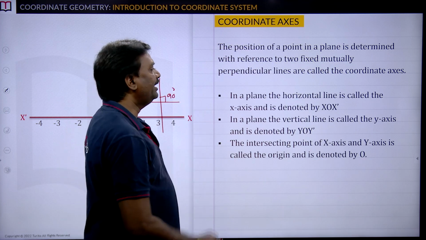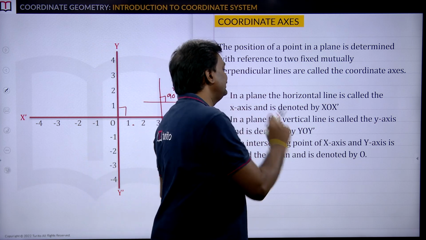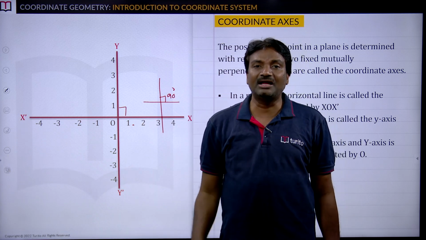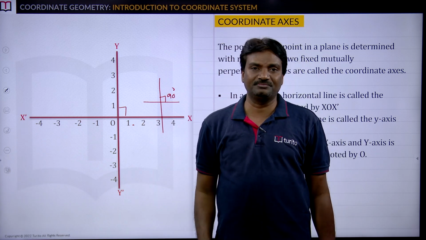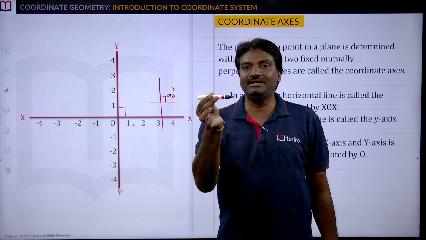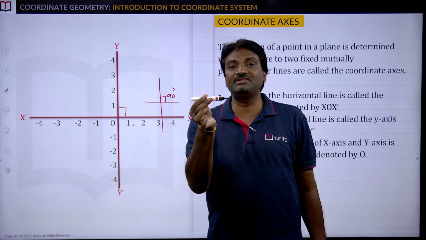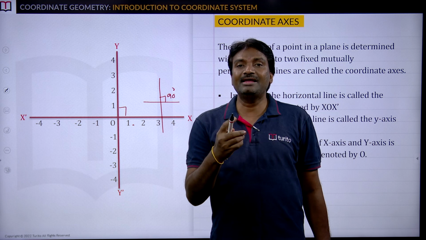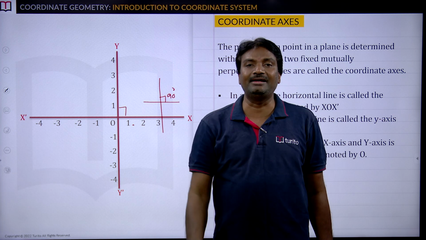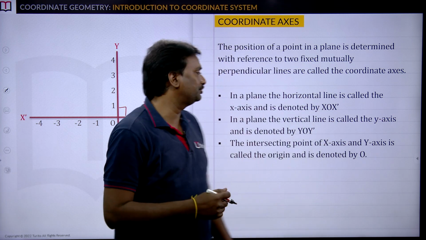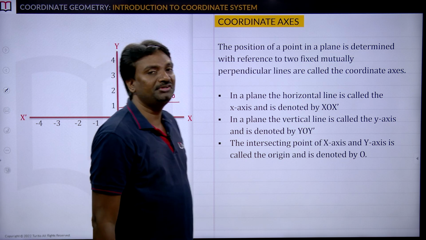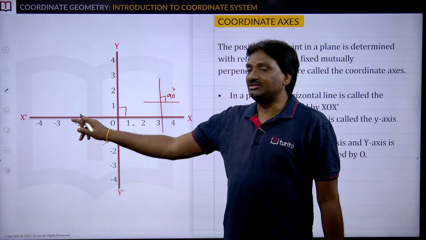In a plane, the horizontal line is called the x axis and is denoted by x O x dash. Horizontal line means the line which is parallel to earth. So, if you take this pen as a line parallel to earth, then we can say this is a horizontal line. If you take another line like this, perpendicular to earth or perpendicular to the horizontal line, then that is known as y axis. In a plane, the horizontal line is called the x axis and is denoted by x O x dash.